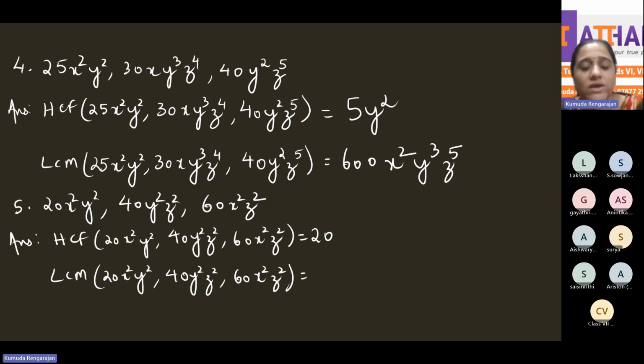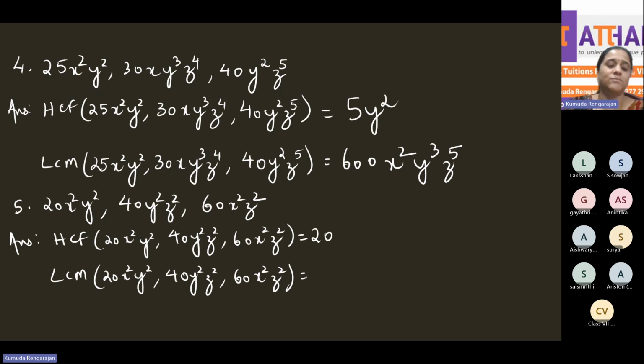So leave it. Then z. It is z to the power 0 in the first term, z square in the second term, z square in the third term. Z to the power 0. So the HCF is only 20. The HCF of these three terms is 20.